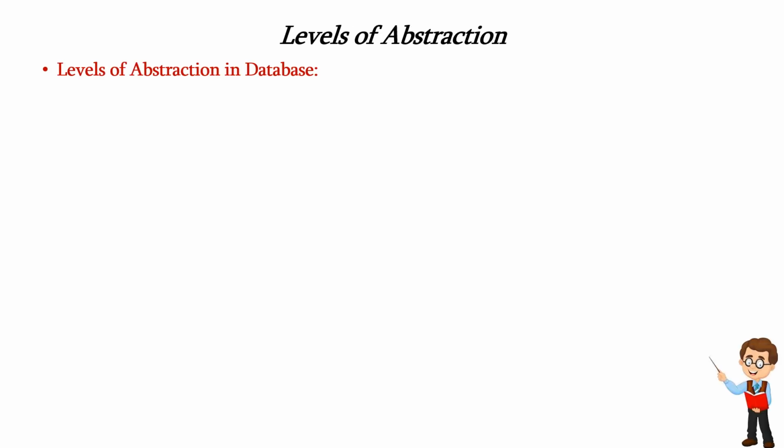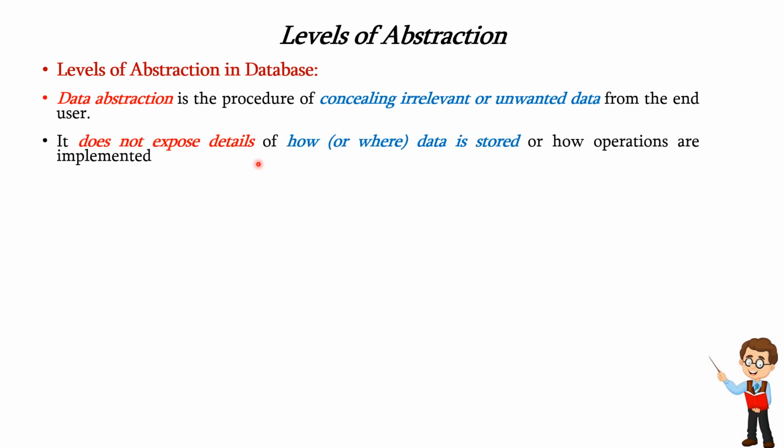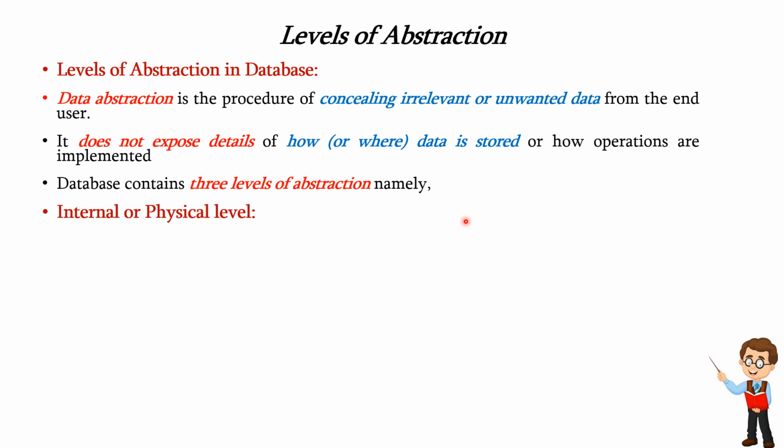Now let us see the levels of abstraction in the database. Data abstraction is the procedure of concealing or hiding the irrelevant or unwanted data from the end user. It does not expose the details of how or where the data is stored or how the operations are implemented. Database contains three levels of abstraction. First level is internal or physical level.